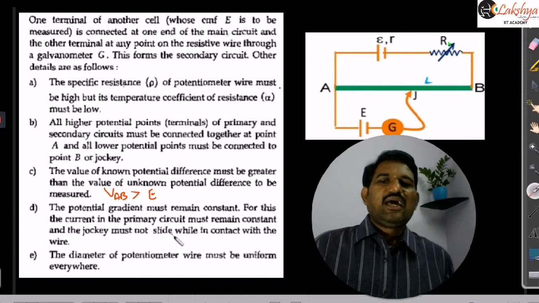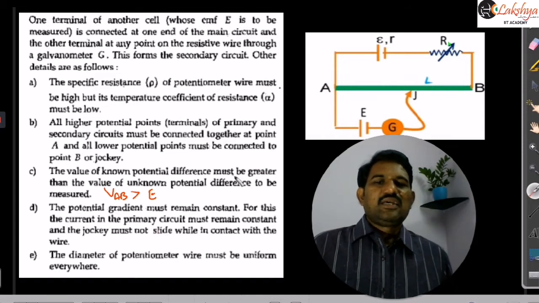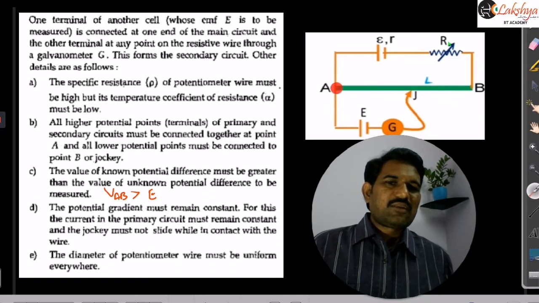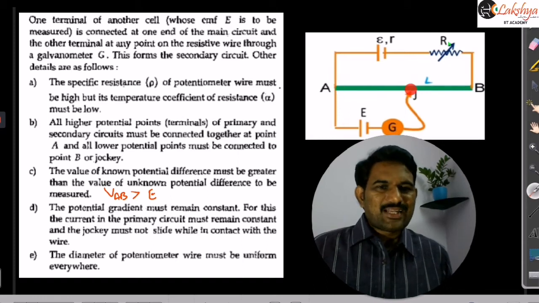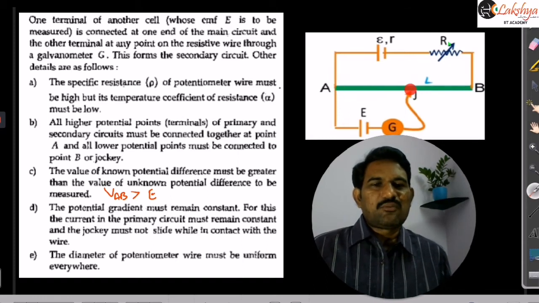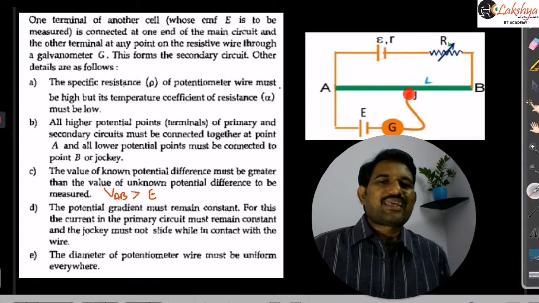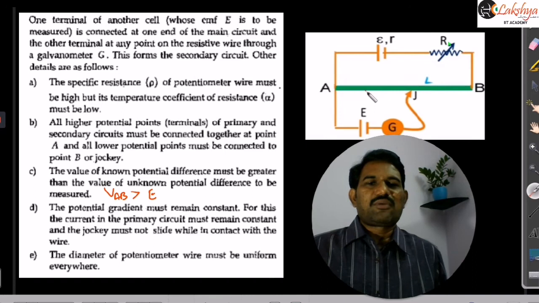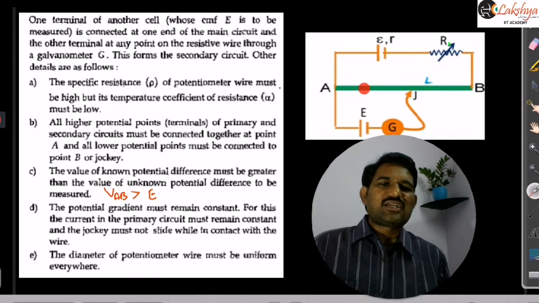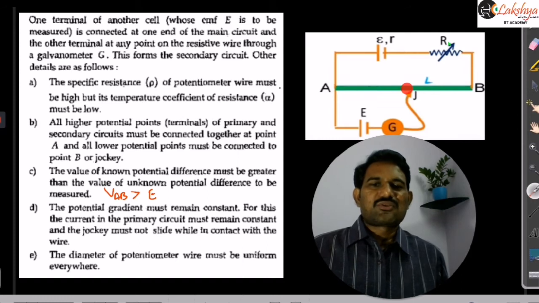And then next, the sliding jockey can be pressed at different points here while checking for zero deflection, but it should not be dragged along the wire. We discussed this point already in the meter bridge. If you drag it, deformation of the wire may take place. Because of that change in the area of cross section, there may be changes in the resistance of the wire, so the values will be different at different times.